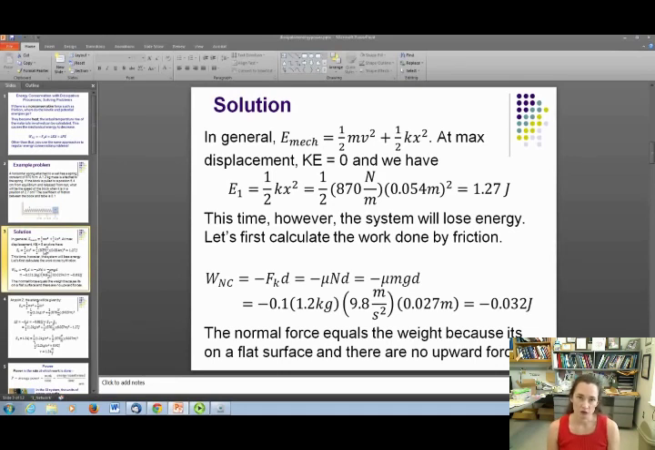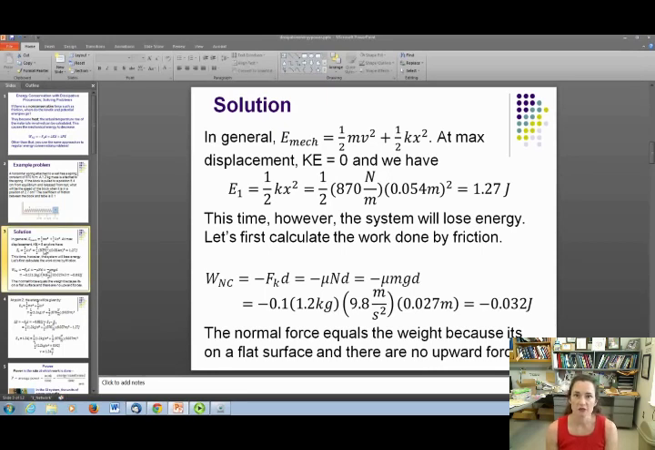Now we remember from before that the force of friction is equal to the coefficient of friction times our normal force. And we also know that since this is a horizontal block on a level table, and there's no forces lifting up or down on the block, then our normal force should be equal to the force of gravity. So our equation is minus FKD is equal to minus mu times our normal force times d, which is equal to minus mu times our mass times g times d.